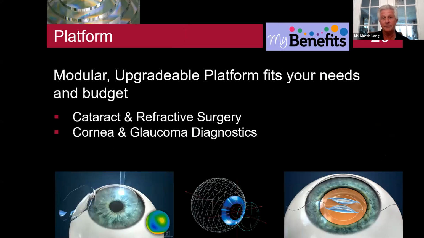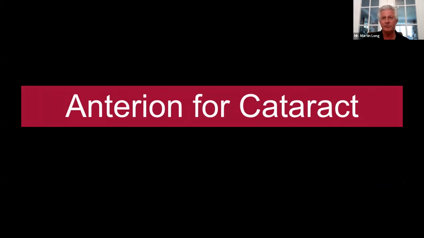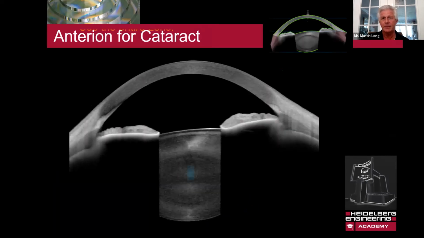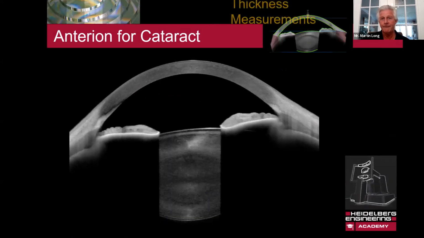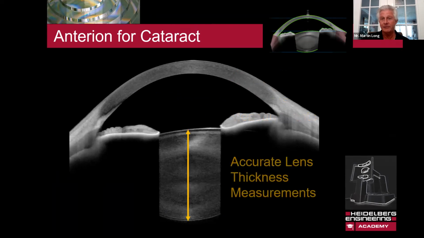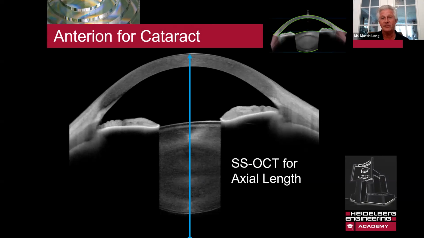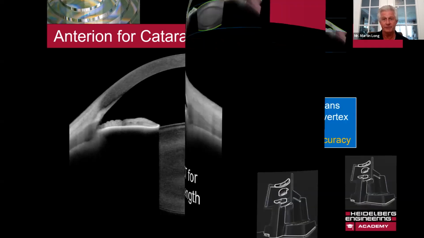It's a modular, upgradable platform. You can decide which parts you want. The imaging is central to that. For cataract, you see the entire lens. You see the anterior and posterior capsule. You have accurate lens thickness measurements. And you have swept source OCT for very accurate axial length measurements.